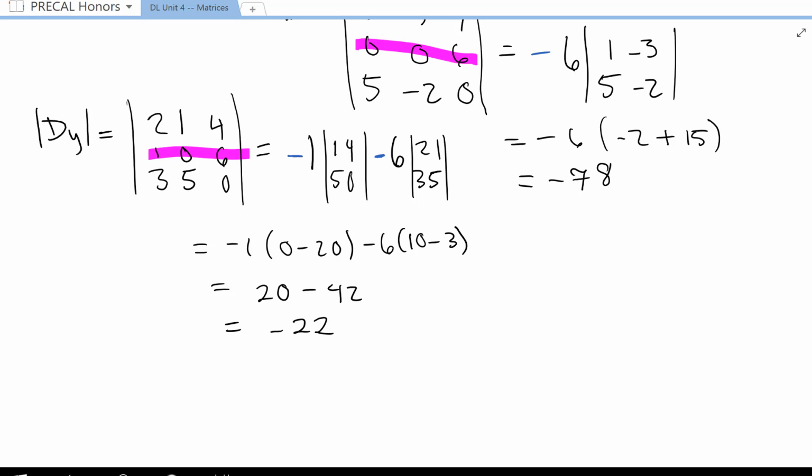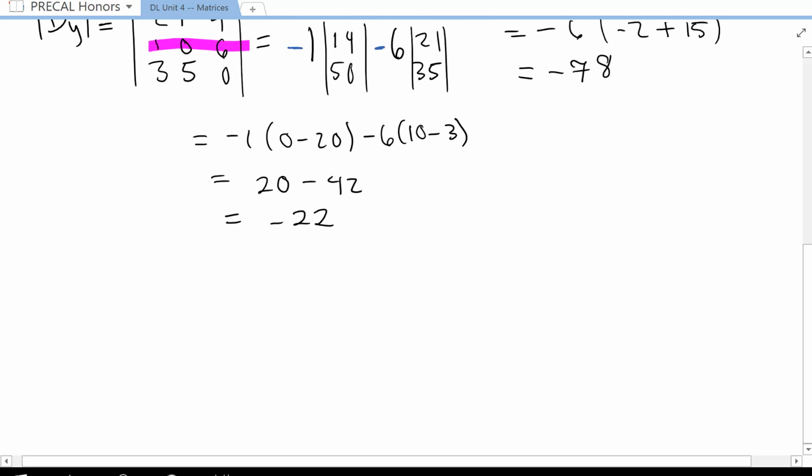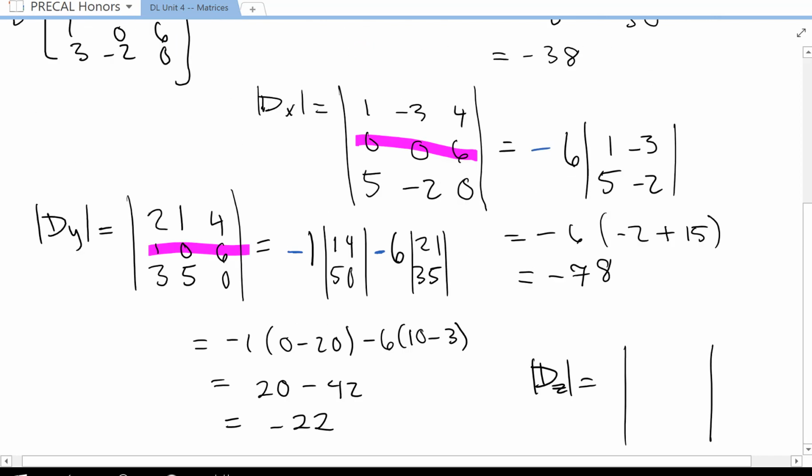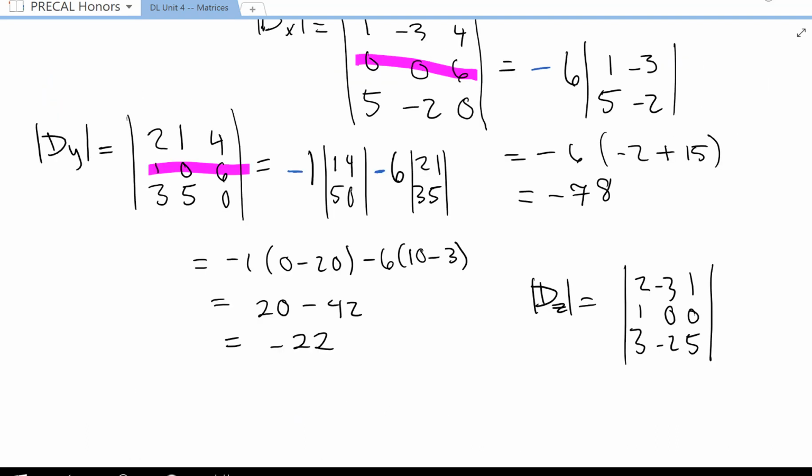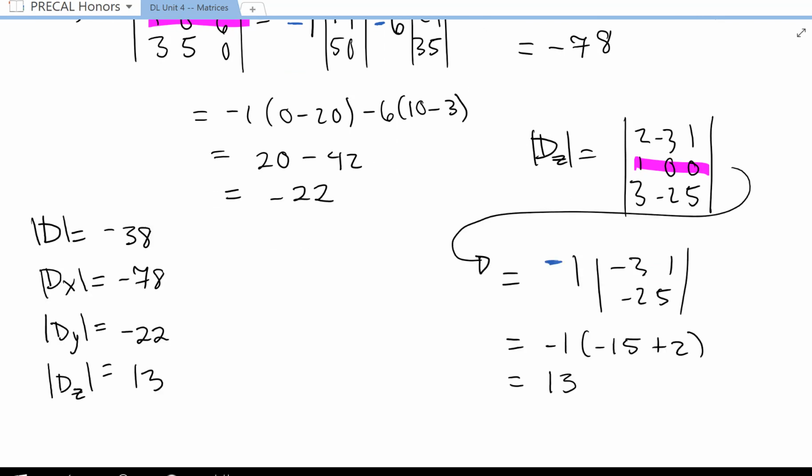Continuing on to the z matrix, where we replace all of the z coefficients with the constants 1, 0, 5. Here's what that looks like, and to find the determinant, I'm going to expand the second row because that has 2 zeros in it, and I'll go ahead and do that now. And that is 13.